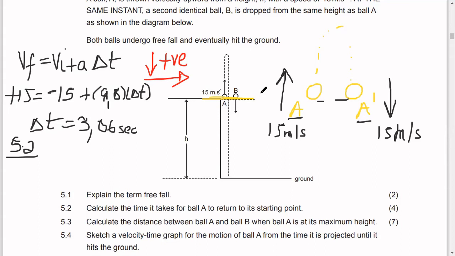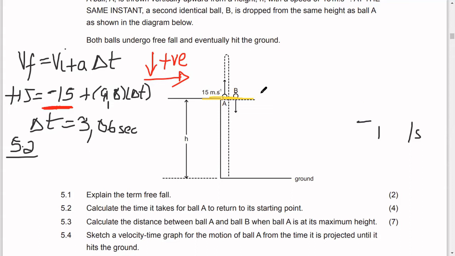I just want to highlight the importance of giving the correct direction. V initial is upward, so it's in the opposite direction of motion. Therefore, it's negative, as you can see there. So that would be your 5.2.